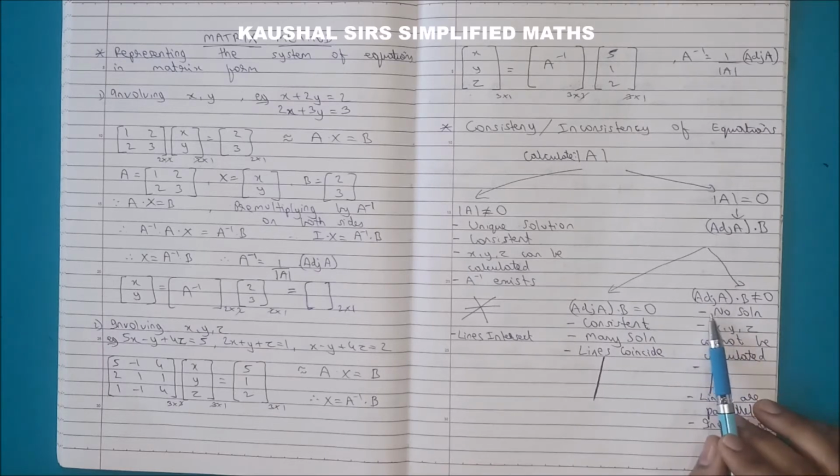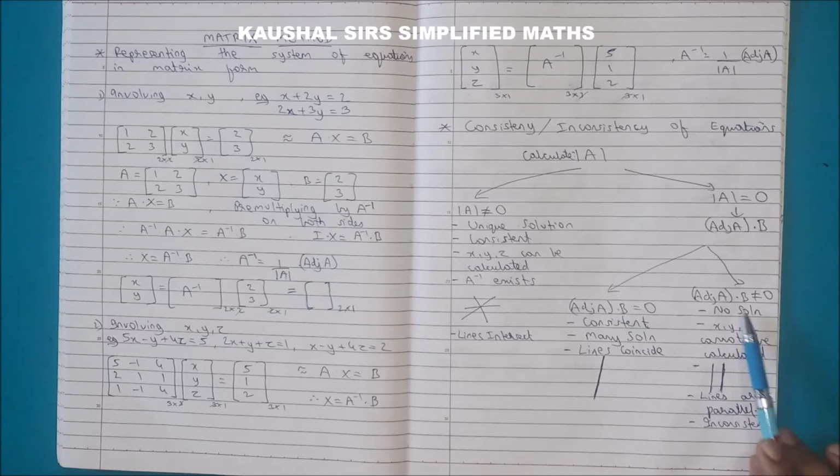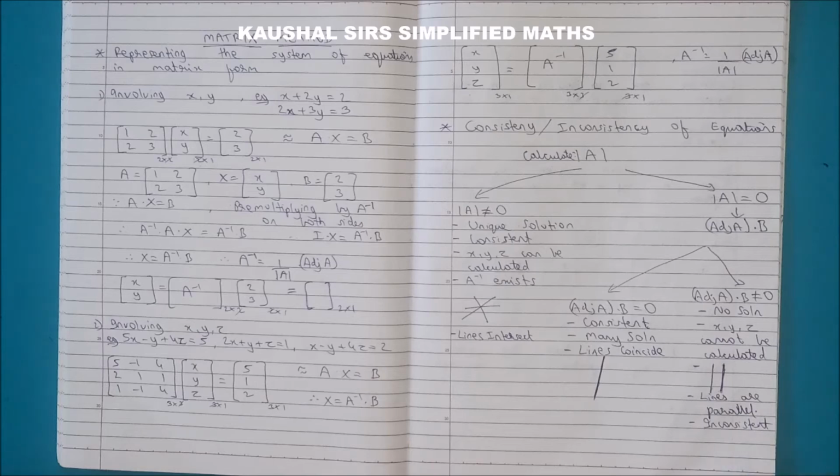Okay, what if adjoint of A into B is not equal to 0? We are going to say that the system of equations do not have solution, or x, y, z cannot be calculated. An example of such a system of equations is parallel lines. अगर दो लाइन parallel है students, तो वो लोग कभी intersect नहीं करने वाले, so therefore we cannot find their point of contact. In short, we cannot find the values of x, y and z. Therefore such type of equations are inconsistent equations.